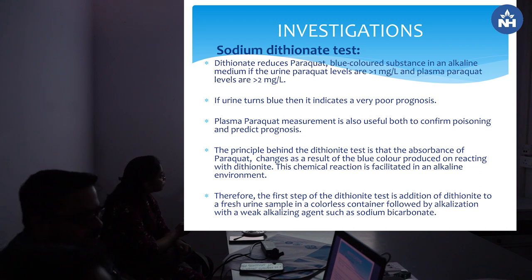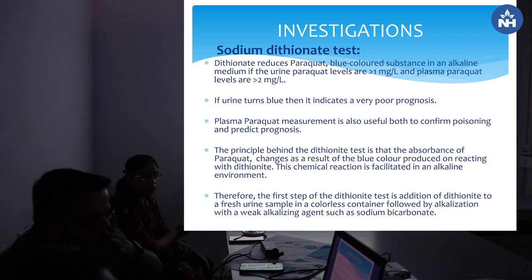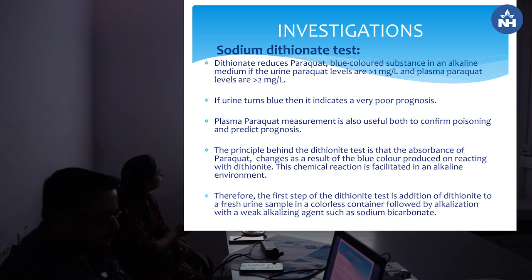In a colorless container, we take the fresh urine sample. We add dithionite, then alkalination by a weak agent like sodium bicarbonate. If the color turns blue, then the urine paraquat level is more than 1, and it indicates a poor prognosis.